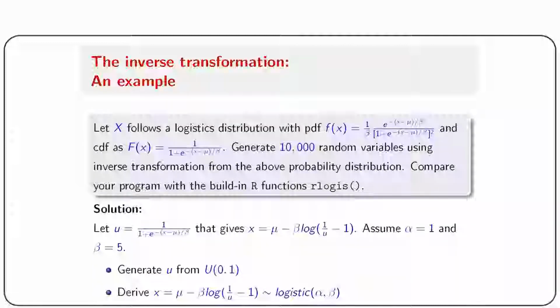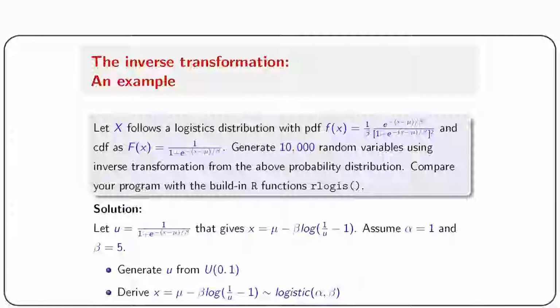So we'll take one example here. Let X follow a logistic distribution, with the CDF F(x) equal to 1 by 1 plus e to the power minus (x minus mu) by beta. Then generate 10,000 random variables using inverse transformation from the above probability distribution, and compare your program with the built-in R function rlogis, that is small r logis, all lowercase. This function is built into R to generate logistic random variates.